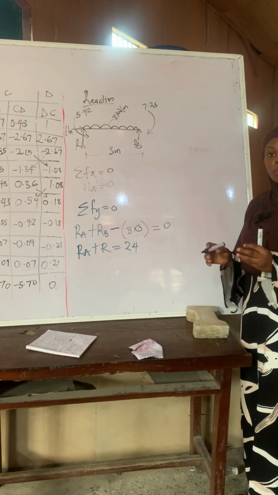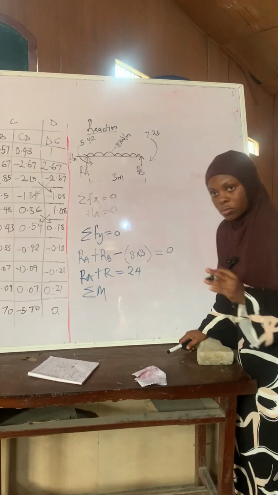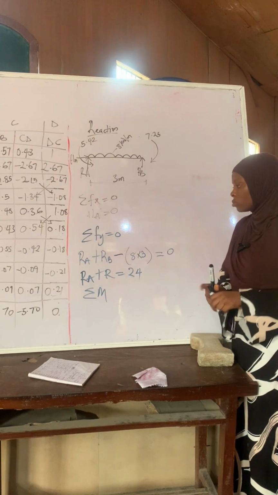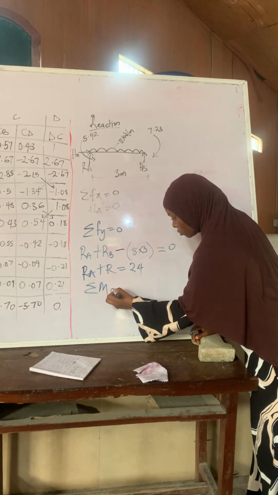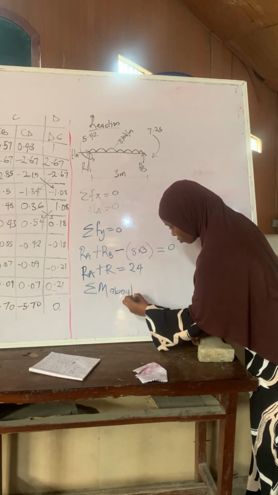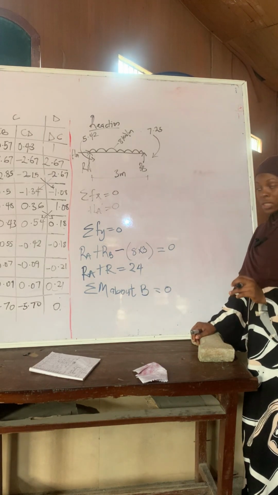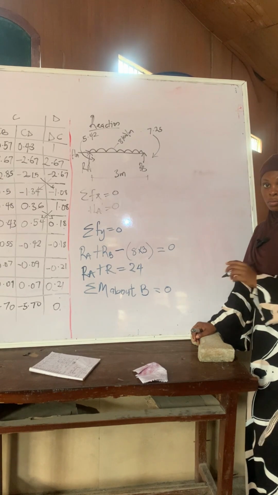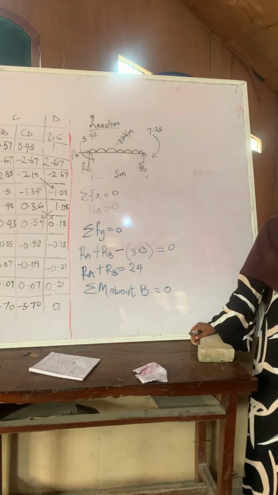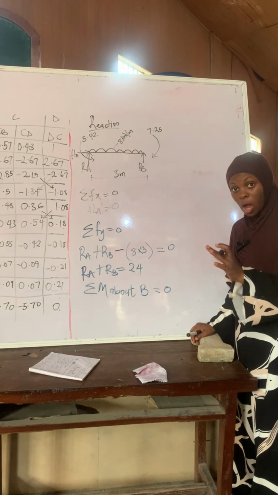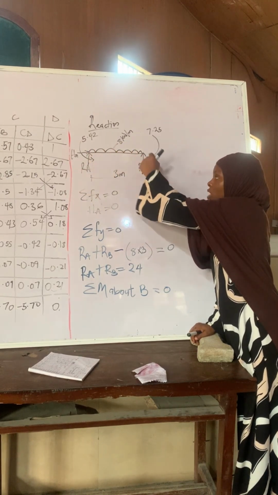So you now move to your summation of moments. Summation of moments now. So now let us take our moment about B. Our summation of moments about B. Are we getting it? So we want to take our moment about point B. Just listen. When I'm cleaning that side, you can write. So our RA will take our moment about B.